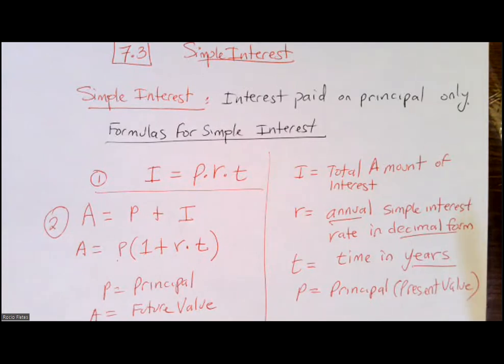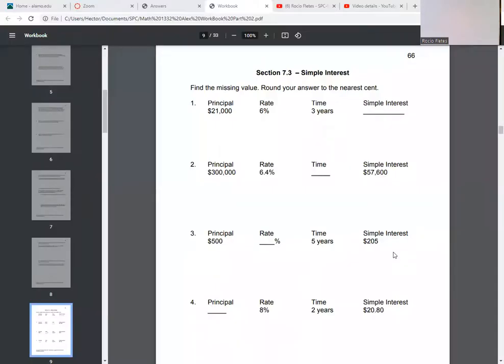We're going to move on to the problems. Let me share my screen here, and we're going to do some of these problems. So let's try number 1, 7.3. And so what are we doing here? It gave us number 1, the principal is given. So we know the principal is 21,000. So I'm going to write down what I know.